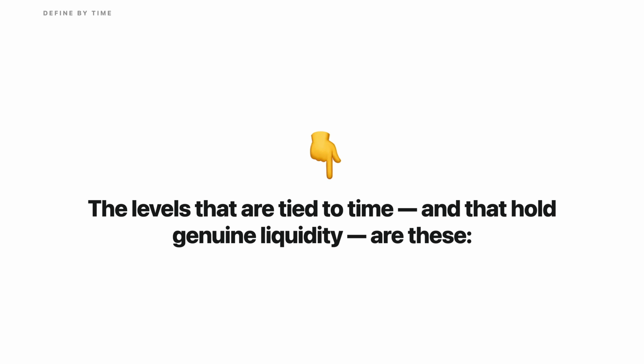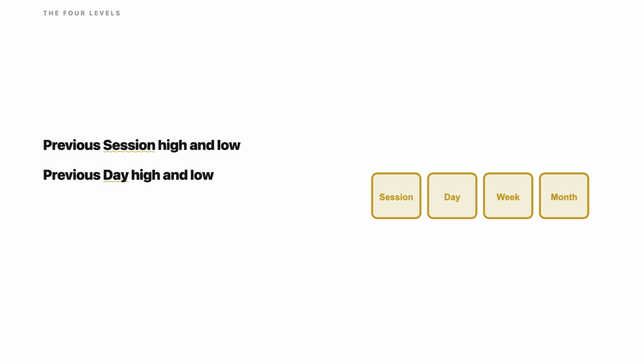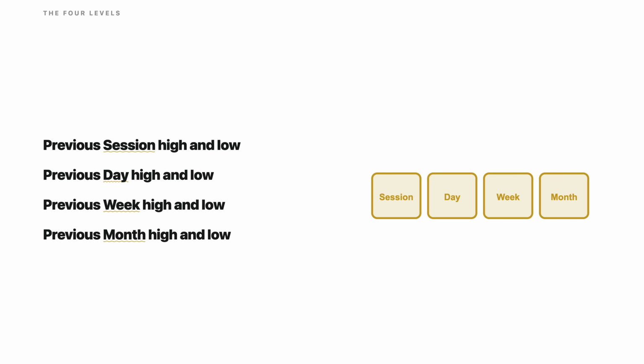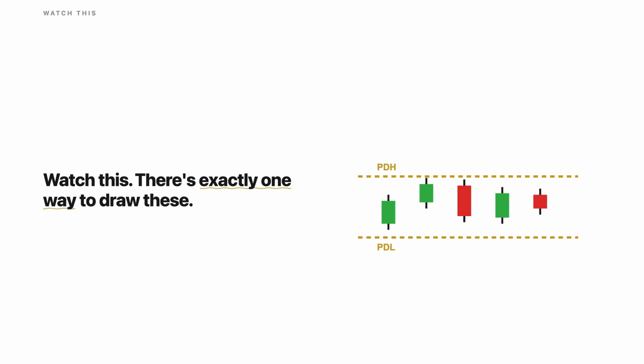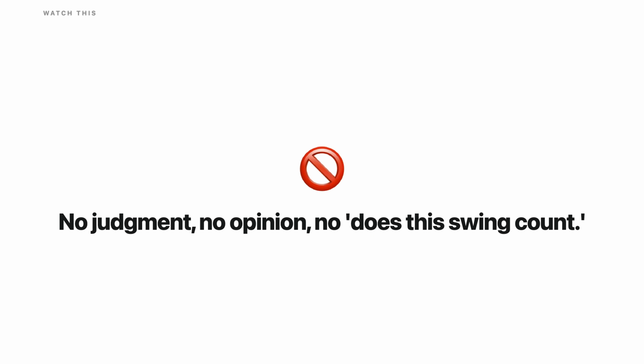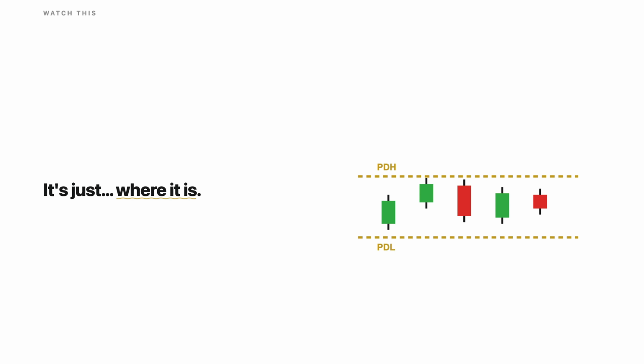The levels that are tied to time and that hold genuine liquidity are these: previous session high and low, previous day high and low, previous week high and low, previous month's high and low. That's it. Those are the real key liquidity levels, and they are absolute. Watch this. There is exactly one way to draw these. No judgment, no opinion, no does this swing count. It's just where it is. 30 seconds and I'm done.